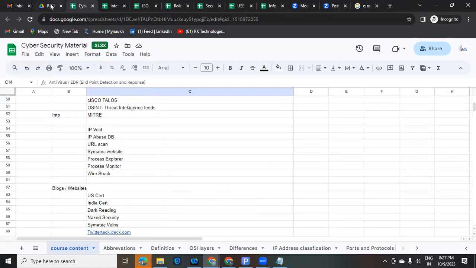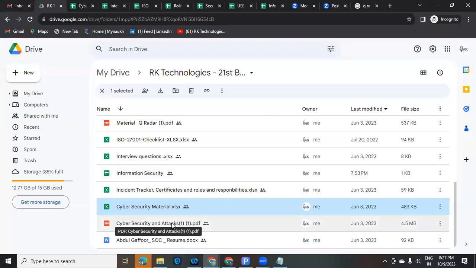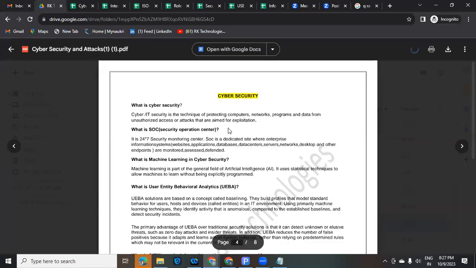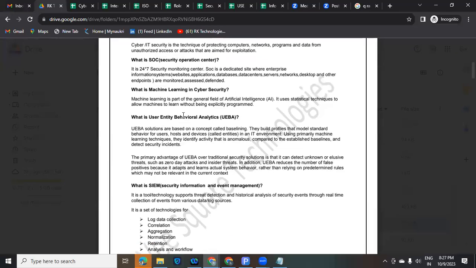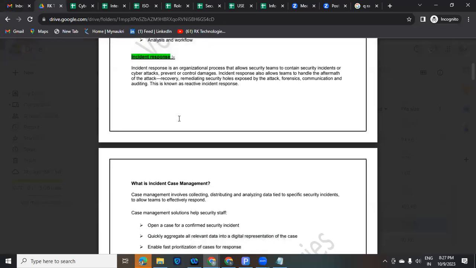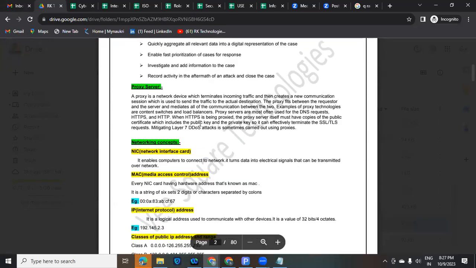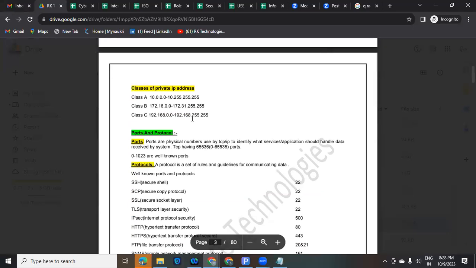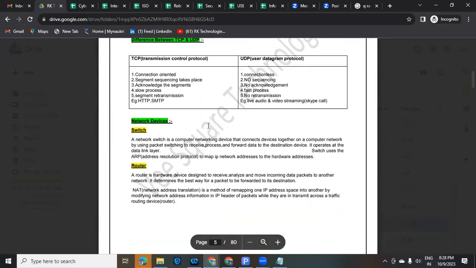Okay. Next one is cyber security and attacks. Please go through this material also. It is not required to read each and every page. It contains 80 pages overall. Wherever it is important, those things you can go and discuss. The first page is very important, you can go and read all of this. The second page is not required. The third page is required. So go through all this material.